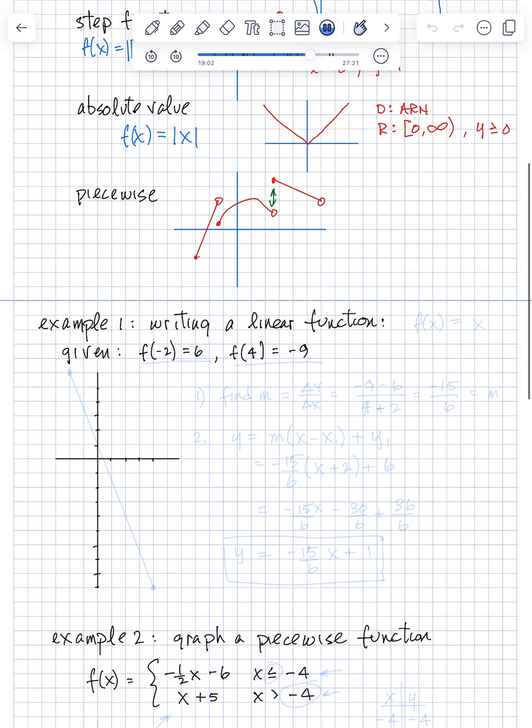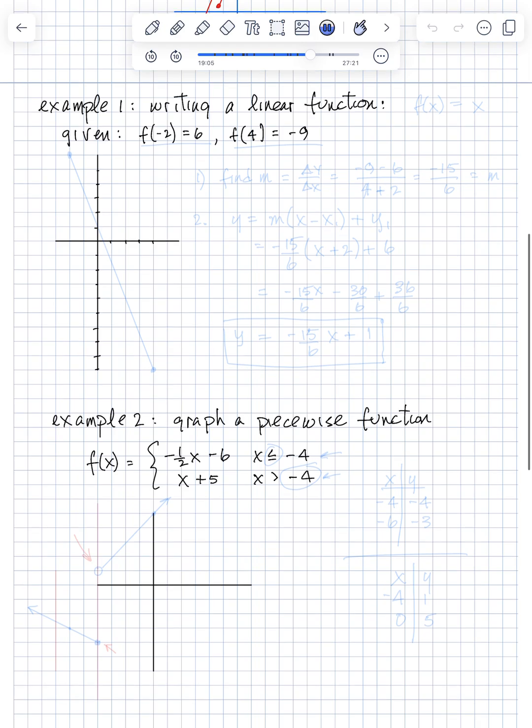Okay, example 1. I'm going to write a linear function. Remember, this is going to take the form f of x equals x. That's the parent. And so given we have f of -2 is 6, well, that means when x is -2, y is 6. So we can put our dot there. And the second point, f of 4 is equal to -9. So 4, -9, right here. So let's go ahead and draw a line.